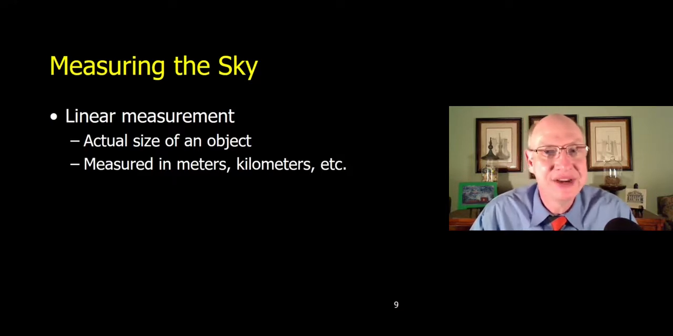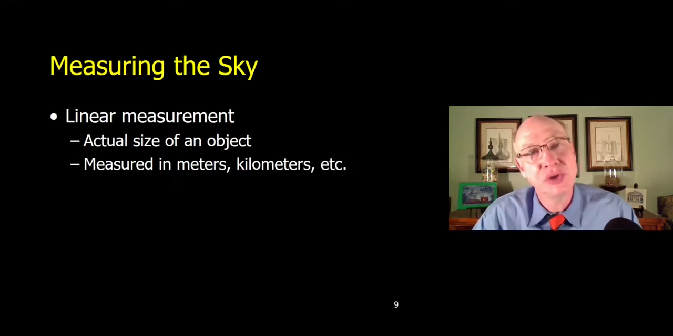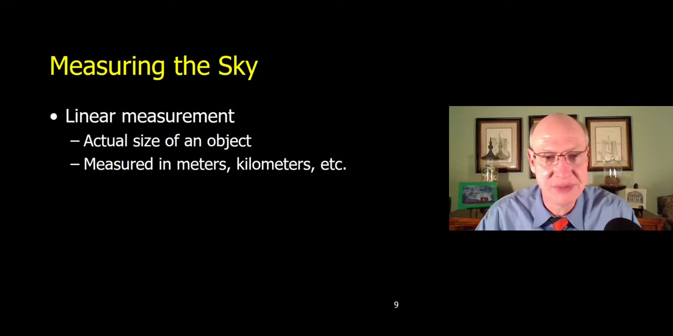The problem with linear measurements is that when I look at something in the sky, I can't tell how big it is in miles or kilometers or astronomical units, any of these physical measurements. In fact, when I look at the sun and the moon in the sky, they both appear to be about the same size. And that's through an interesting coincidence that the sun is about 400 times bigger than the moon, but it's also about 400 times further away than the moon. And that means that although the sun is much bigger than the moon, it appears to be about the same size as the moon. So just looking at the sky, I can't tell what the linear measurement is.